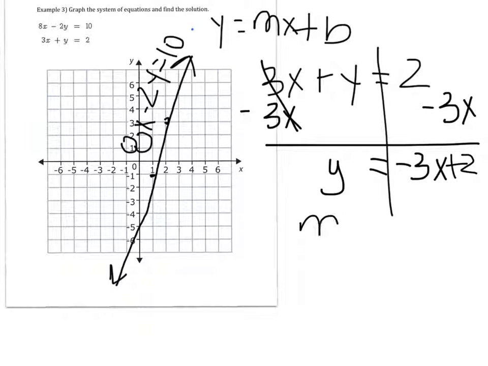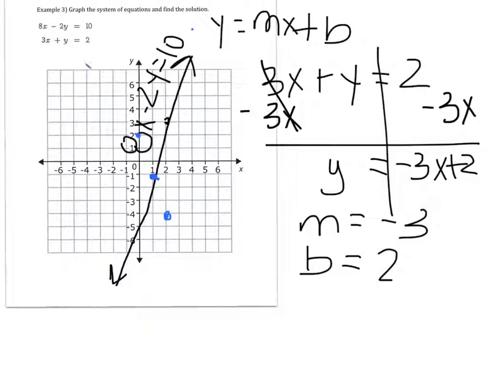I need to identify my m and my b. My b is 2 and my m is negative 3. So in order to graph this, I need to start at my y-intercept, which is 2. Now my slope is negative 3, so I have to go down 3: 1, 2, 3, and to the right 1. Oh, I noticed that already my 2 points intersect. In order to graph this line, though, I need to plot 3 points. So same thing, I need to go down 1, 2, 3, and to the right 1.